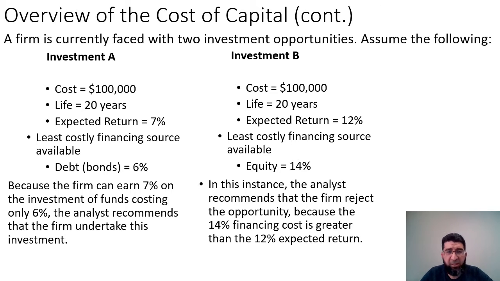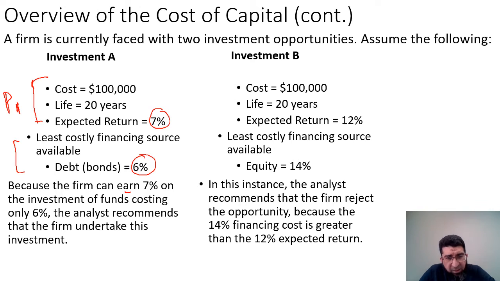Let's look at this example. A firm is currently faced with two investment opportunities, investment A and B. Within investment A, there is a project. Let's call it P1. And then there is the least costly source of financing. So if we invest in the project, the project will earn 7%. Or we can put that money into a bond and earn 6% through debt.